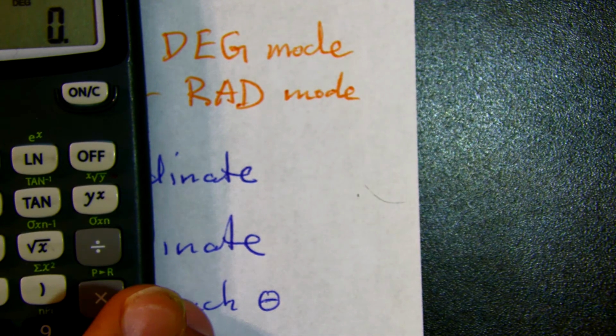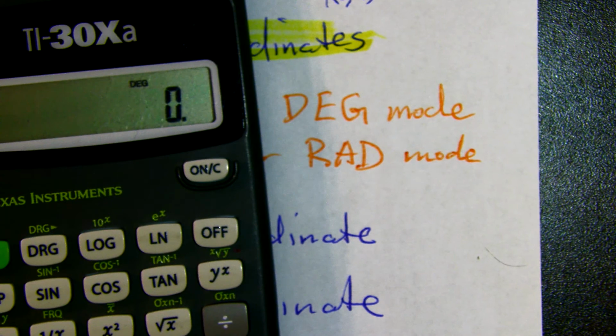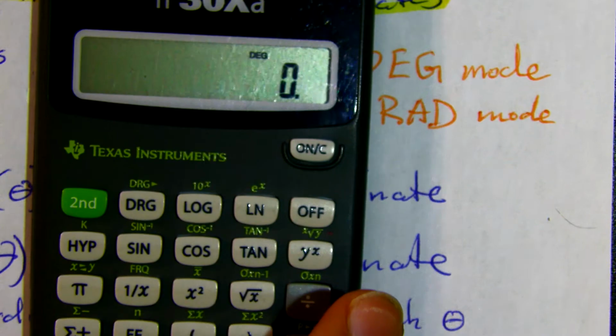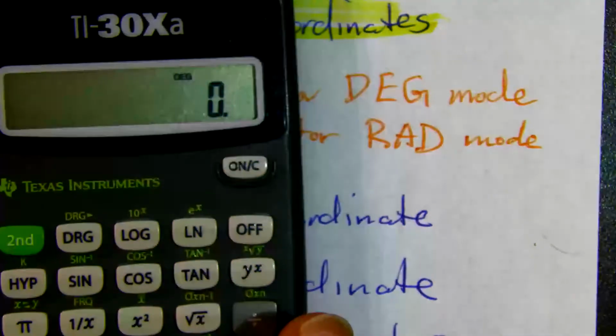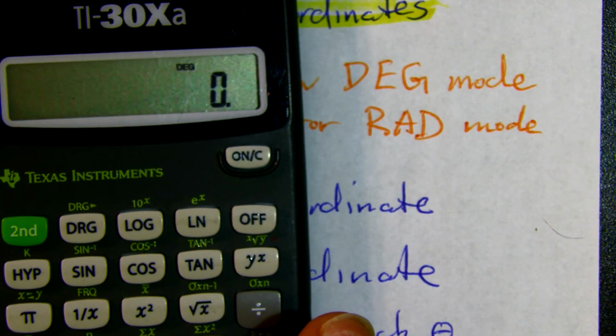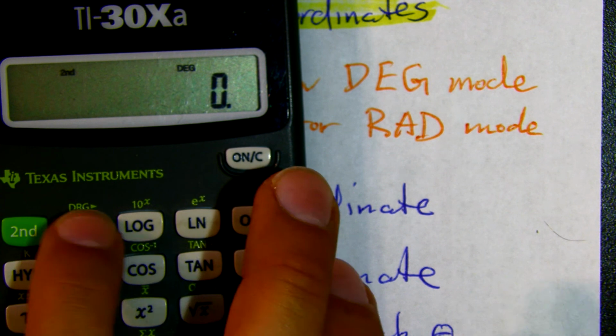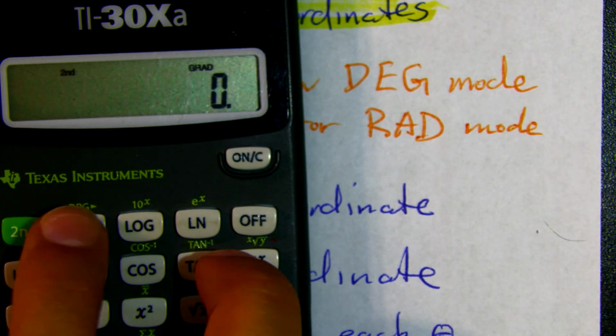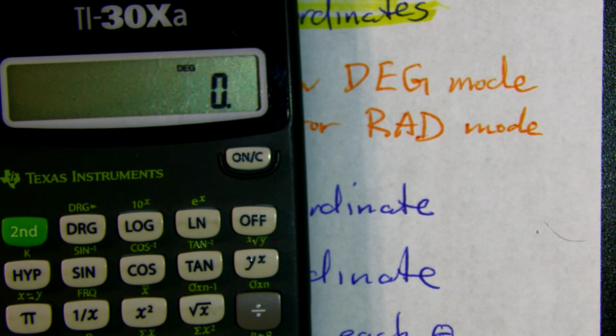So just practice that a couple times. Make sure you know where it is. If you really don't know where it is, let me know in the chat, and I'll try to maybe use a calculator that's similar to yours. But just going between them. Now we're in radian mode. Hit it twice to get back to degree mode. So that's going to be the key.